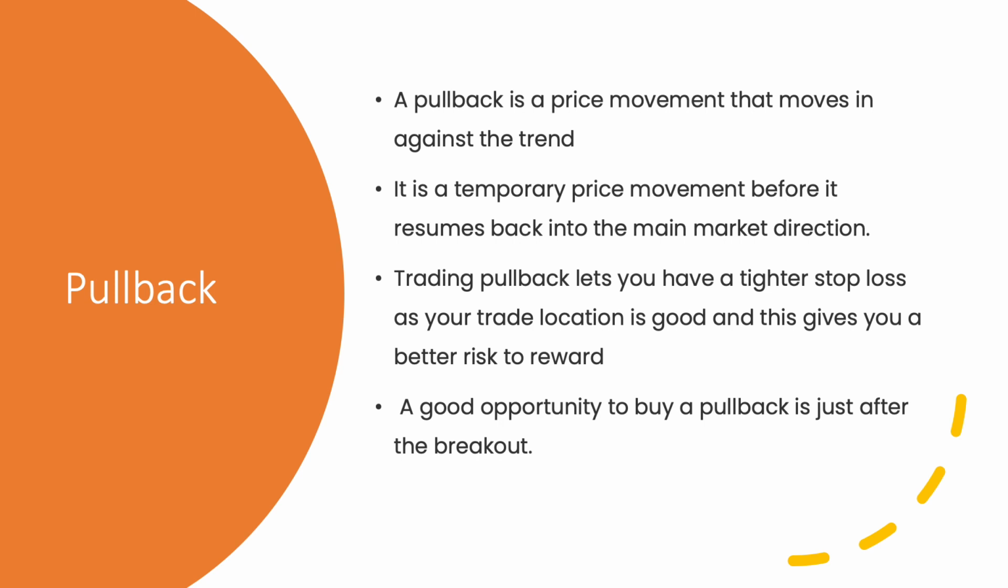Next, let's learn pullback. A pullback is a price movement that moves against the trend. There's a master trend. Let's say if it is a strong uptrend, in between you will get a slight pullback. That will be against the trend. It's a temporary price movement before it resumes back into the main market direction. It is not a permanent one. It is not a reversal.